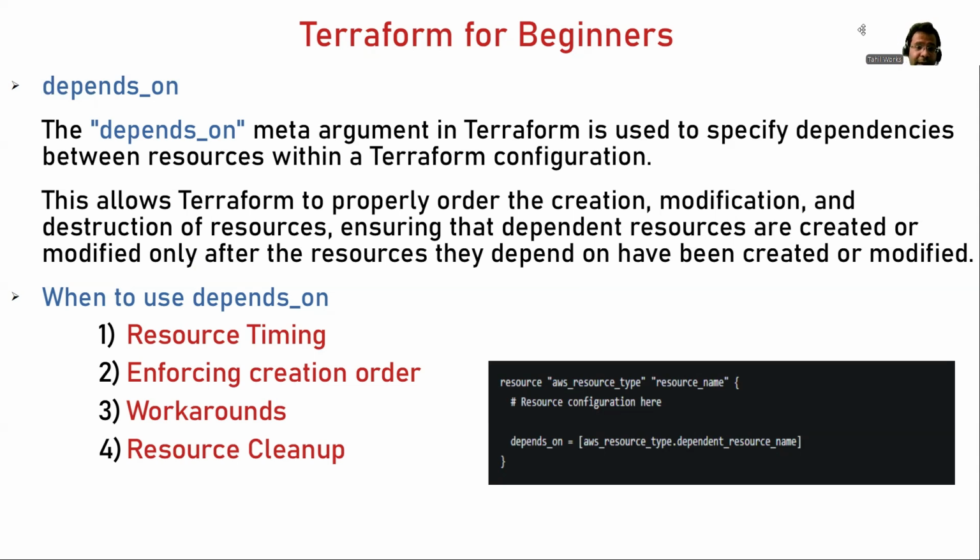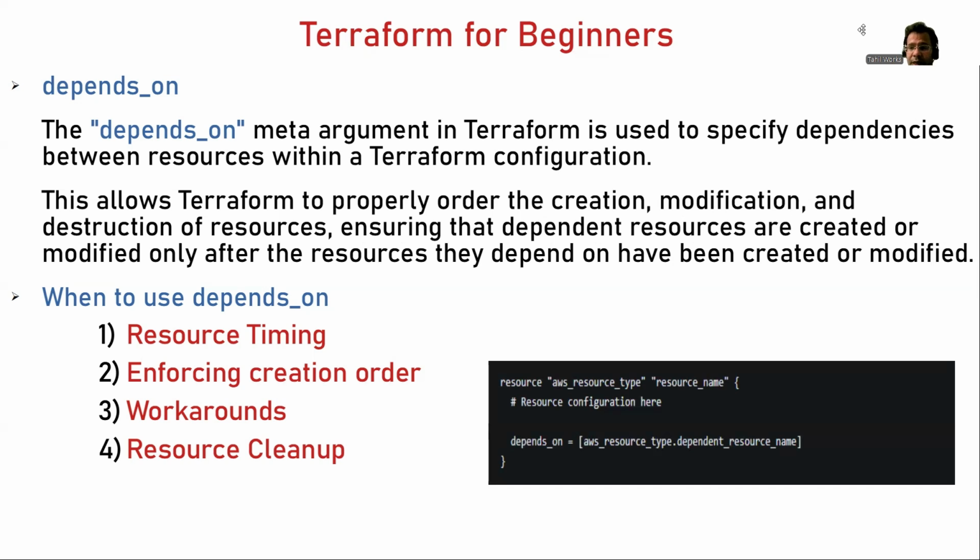The second use case is workarounds, where there would be a scenario where you want to use depends_on especially for the destruction of a resource, or where you have modified a resource and you want to first destroy it and then execute a piece of Terraform code. So a workaround can be one of the use cases, such as resource cleanup.